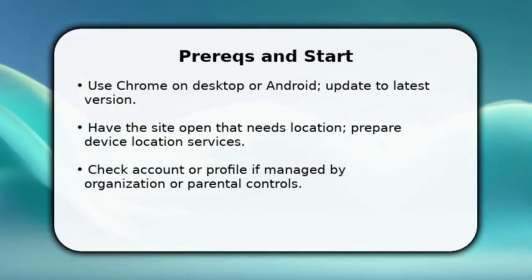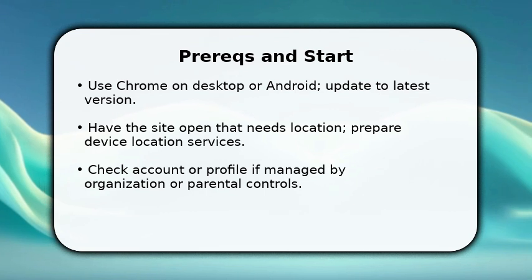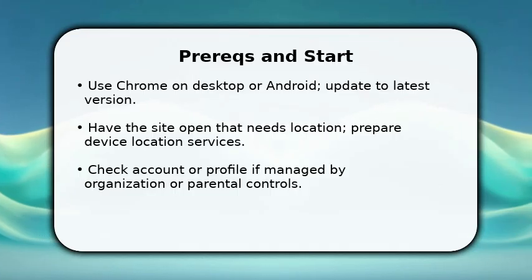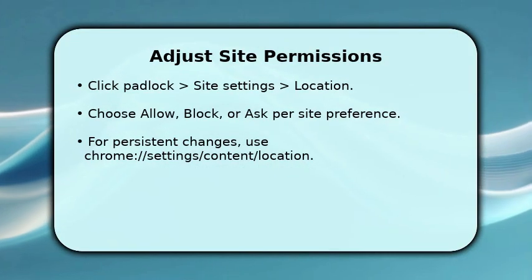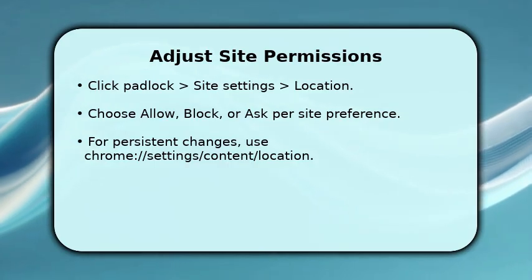Once done, click the padlock icon or the Site Info button in the address bar to view permissions. This is where you'll change location settings directly for that site. Now adjust the detailed permission. Click the padlock icon by the URL, select Site Settings, then find Location and set it to Allow.